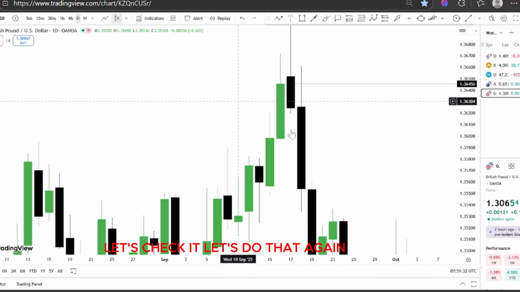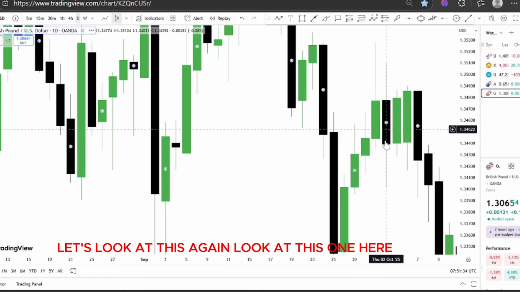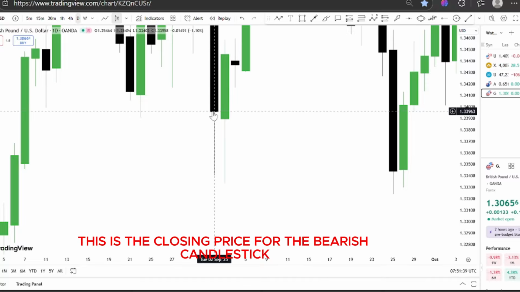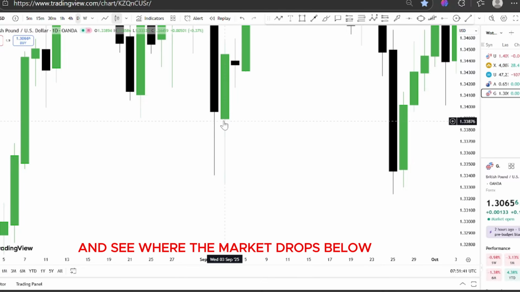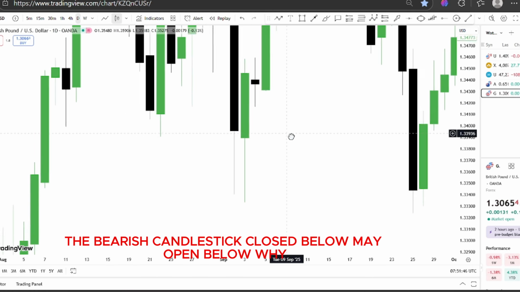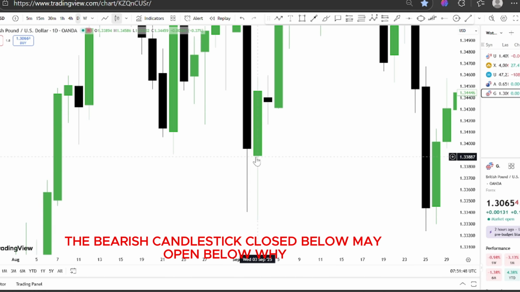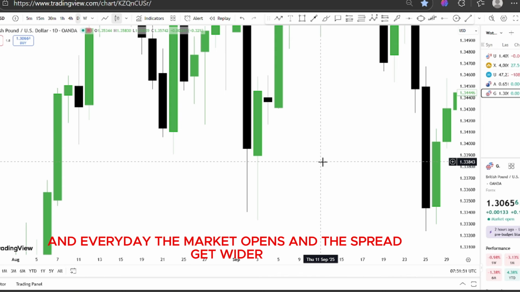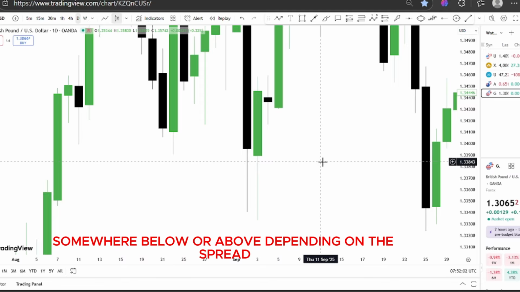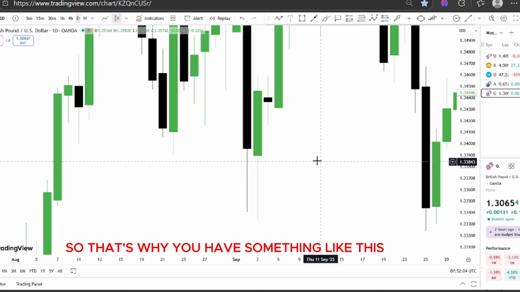Let's look at this again. Look at this one here. Now you see this is the closing price for the bearish candlestick. Here is the closing price, and see where the market drops below, I mean, opens below. Why? Because this is currency, and every day the market opens and the spread gets wider, and when it opens, it jumps from the previous price to somewhere below or above, depending on the spread. So that's why you have something like this.